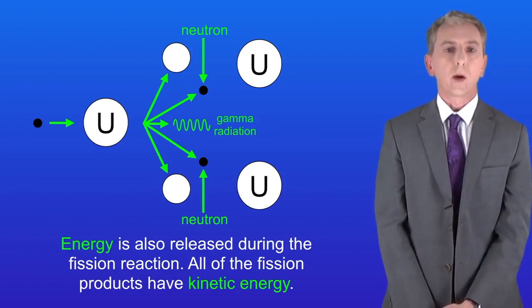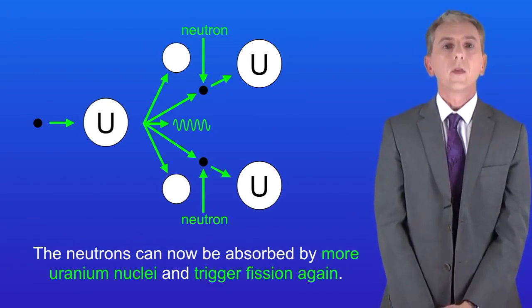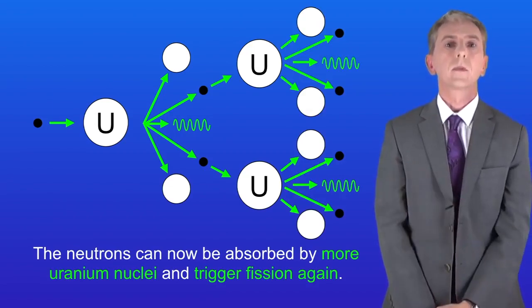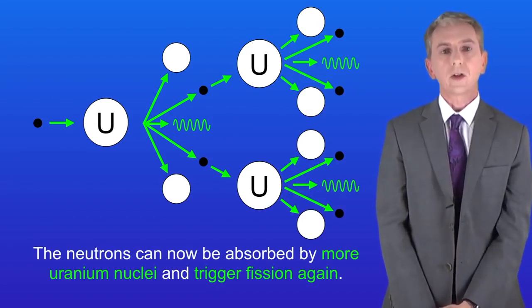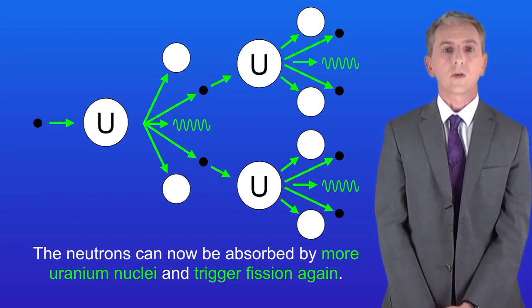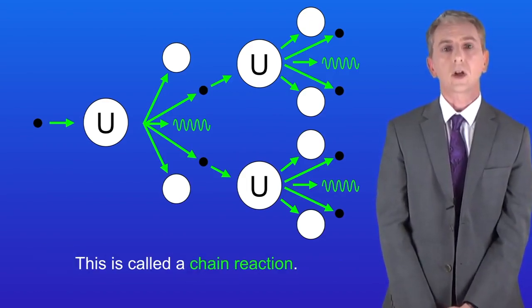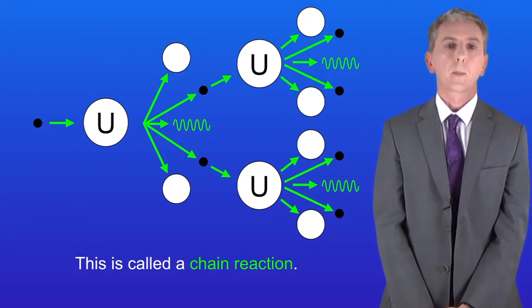Now, the really important part about this process is what happens to the neutrons emitted during fission. The neutrons can now be absorbed by more uranium nuclei and trigger fission again, like this. And again, when these nuclei undergo fission, they emit 2 or 3 more neutrons each, and these can then go on to trigger fission themselves. So in a very short time, a huge number of uranium nuclei have undergone fission, and an enormous amount of energy has been released. Scientists call this a chain reaction, and it's really important that you learn that.